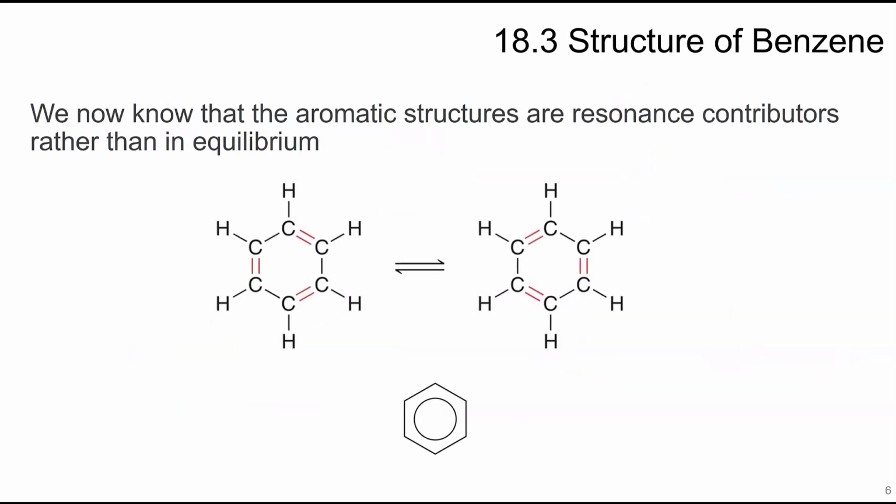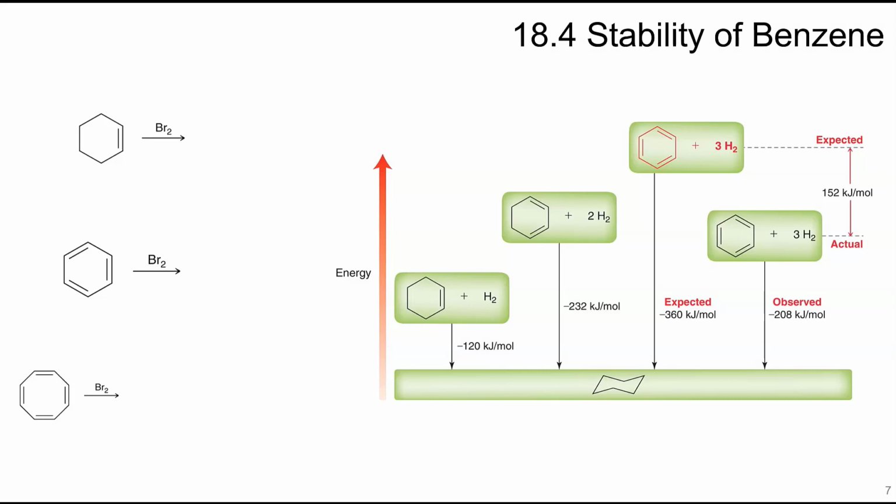We've already seen that aromatic structures have resonance contributors rather than just being in equilibrium. So we've seen benzene with the double bonds drawn in different positions. If you move all these one position in the resonance, we get this structure here, and that's why we've seen benzene written with the circle around it. Benzene is also a stable compound.